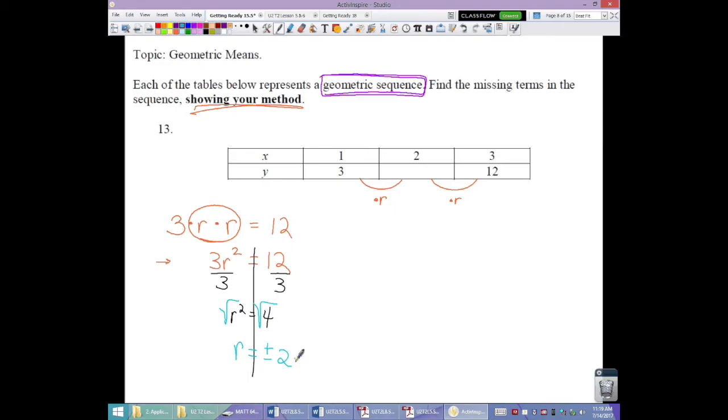Okay, let's try positive 2. If we use positive 2, 3 times 2 is 6. 6 times 2 is 12. It worked. But if we had used negative 2 instead, 3 times negative 2 is negative 6. Multiply that by negative 2 is 12 again. So either of those answers, 6 or negative 6, are acceptable.